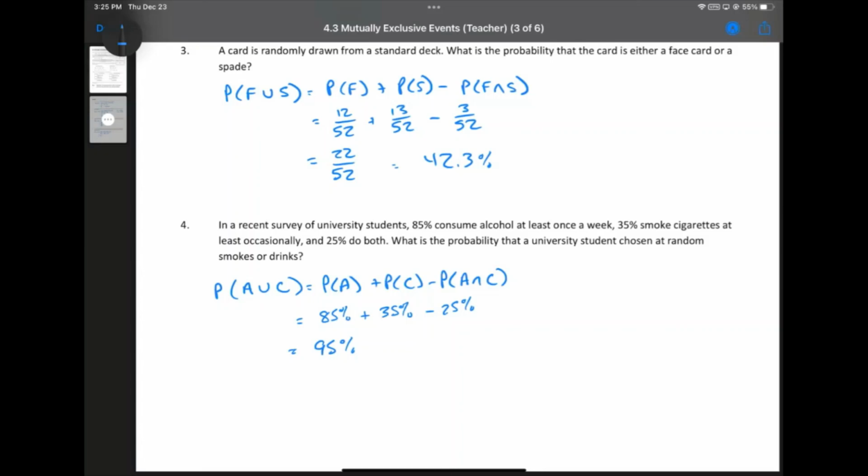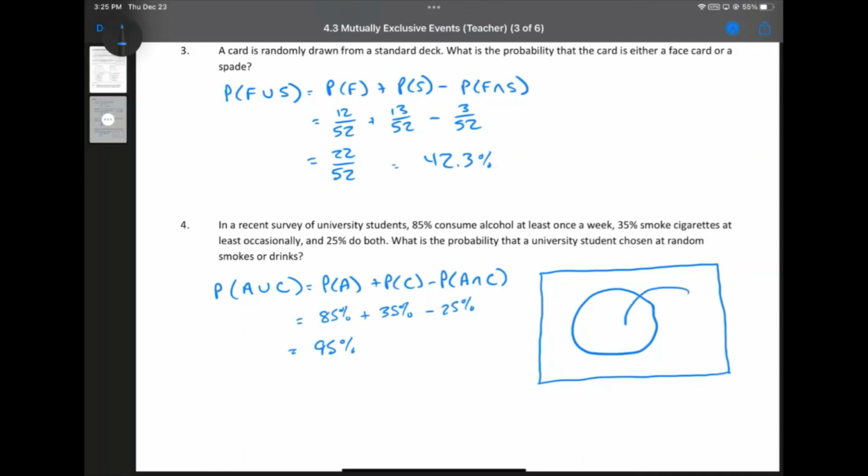95% there. Now, I said there was going to be another way to solve this one, and it's actually going to be using a method that we've kind of already used. It's a Venn diagram. The difference being that we're going to put probabilities in instead of number of elements, but that's okay. So we have two overlapping circles because these are non-mutually exclusive events. They can happen simultaneously. Obviously they do, since 25% of students do both. So alcohol and cigarettes, 25% do both. So we'll put that in the middle, the intersection.